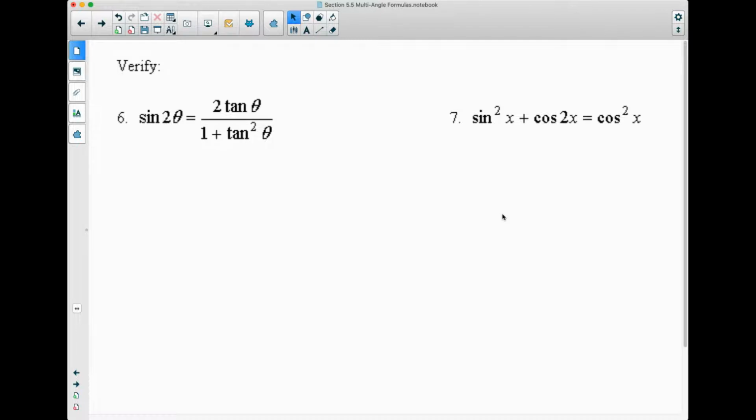Cosine 2 theta equals cosine squared theta minus sine squared theta. So plug it in, and then sine squared is cosine.